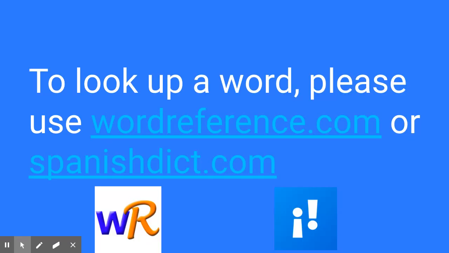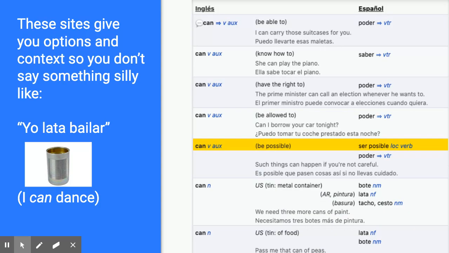If you have to look up a word, please look it up using either wordreference.com or SpanishDict.com. Those are two really great online dictionaries. And the reason they're so great is that they don't just give you a single word like Google Translate does, they give you all of the context and they teach you how to use it in a sentence.